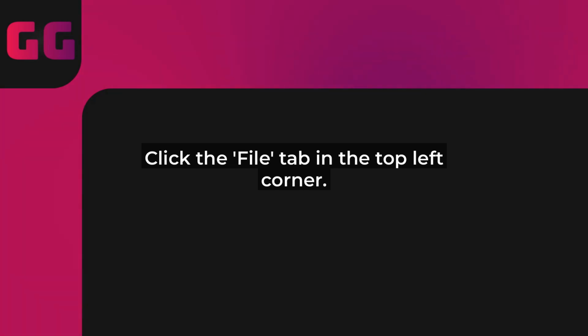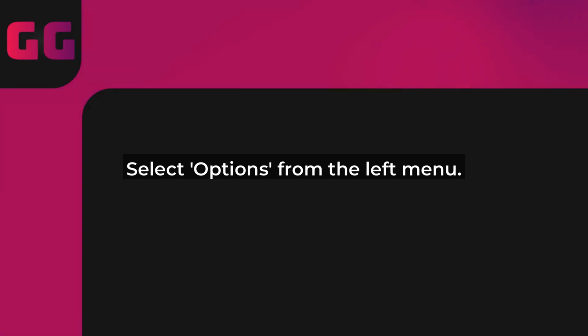First, make sure Microsoft Word is open on your computer. If it's not, go ahead and launch it from your applications or desktop. Once Word is up, look at the top left corner of the window and click on the File tab. This will take you to the Backstage view, where you'll find various settings options.